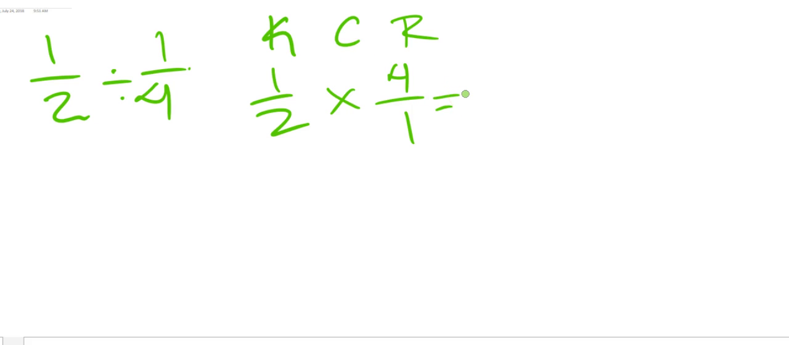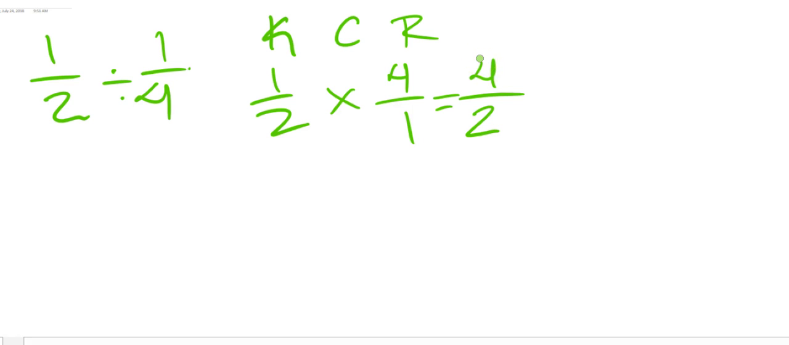Then it's just like when you multiply fractions. You multiply your numerators, so 1 times 4 gives us 4. Then you multiply 2 times 1, which gives us 2. Now, you normally don't want to leave your answer as an improper fraction, and an improper fraction is where your numerator is greater than your denominator.